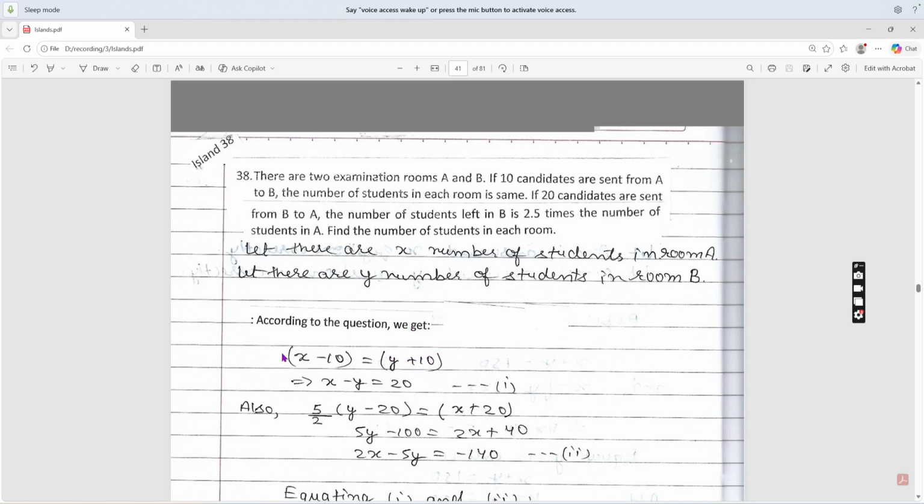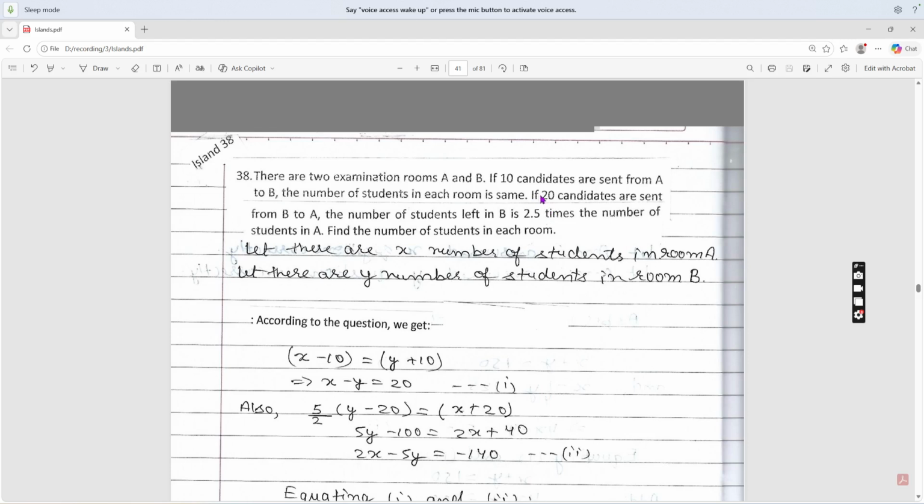I'll just open the bracket. x minus y is equal to plus 10 plus 10, because minus 10 is going to be shuffled from LHS to RHS, so it will be 10 plus 10, that is 20. Now next condition, if 20 candidates are sent from B to A, so from B, original number was y, so new number would be y minus 20. To A, original number of A students was x, so new number would be x plus 20.